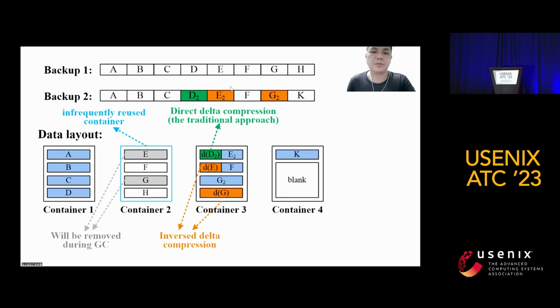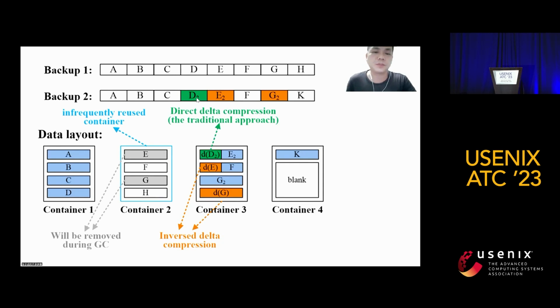We provide an example of inverse data compression. This figure shows two backups. 8 chunks from backup 1 are stored in containers 1 and 2 when the backup completes. Backup 2 includes 4 duplicate chunks and 4 unique chunks. When processing backup 2, container 2 is identified as an infrequently reused container because it contains only 1 duplicate chunk, the chunk F, whereas container 1 is not an infrequently reused container.